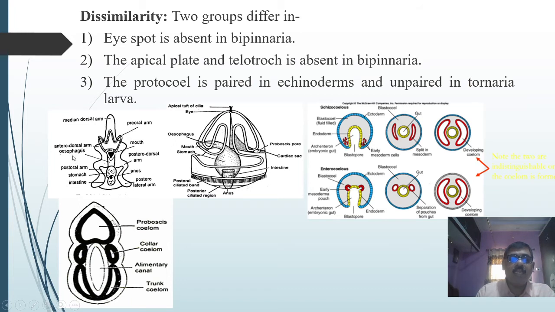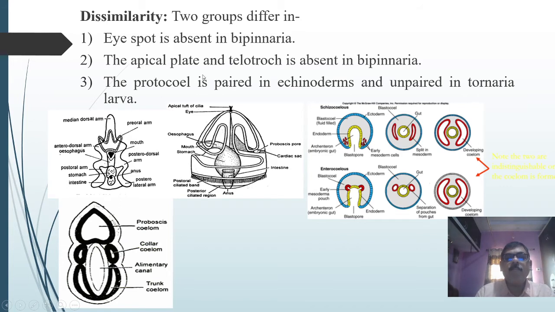If you observe, this is a Bipinnaria larva, and this is a Tornaria larva. Here you can observe the apical tuft of cilia. There is absence of the apical tuft of cilia in the Bipinnaria larva. Then below this there is an eye spot. Here there is absence of the eye spot in the Bipinnaria larva.